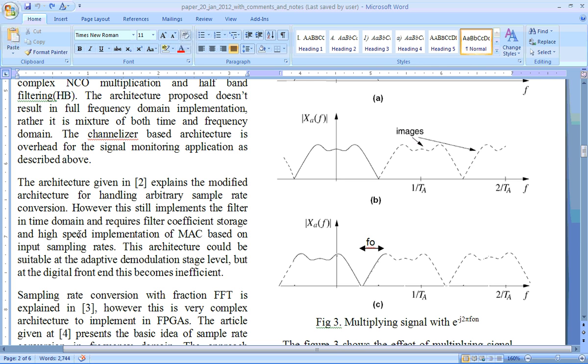Now the question comes: then where is the channelizer useful? It is useful when you yourself know that there are so many signals coming in the whole band and you want to separate them out for simultaneous processing.